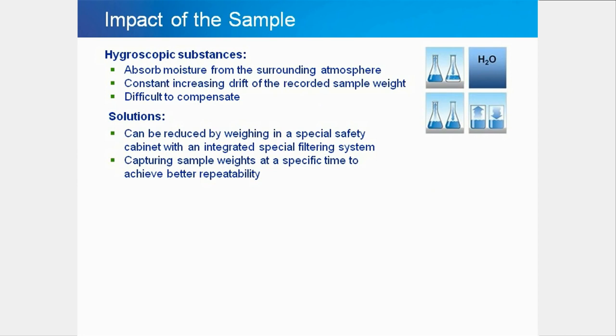A hygroscopic substance absorbs moisture from the surrounding atmosphere, sometimes very quickly, causing a constant increasing drift of the recorded sample weight. Hygroscopy is difficult to compensate, but can be reduced by weighing in a special safety cabinet with an integrated special filtering system, or by capturing sample weights at a specific time to achieve better repeatability.